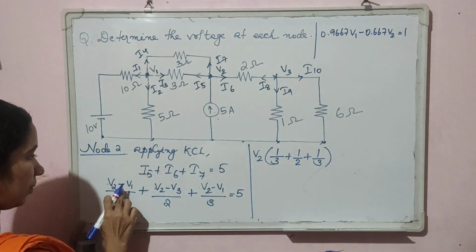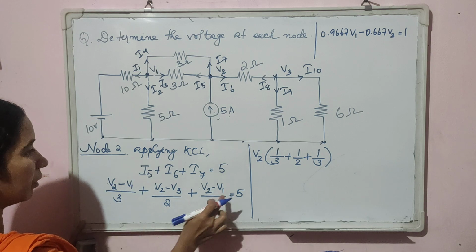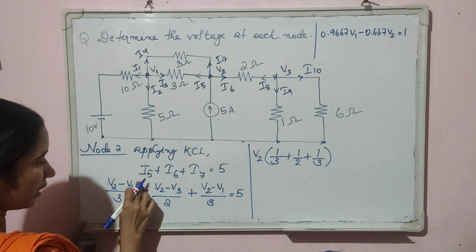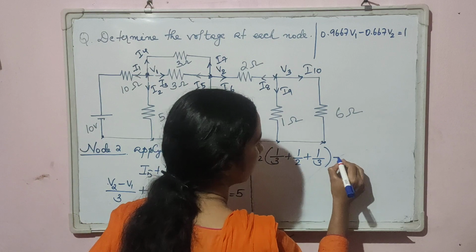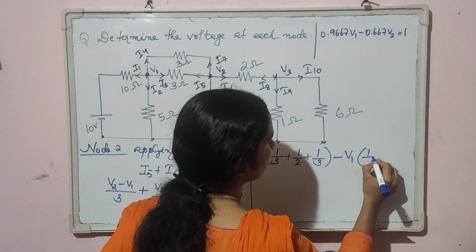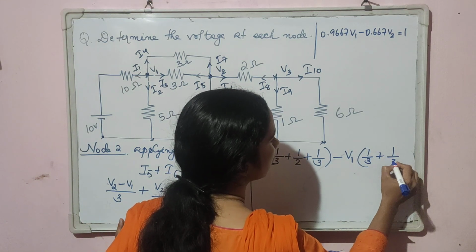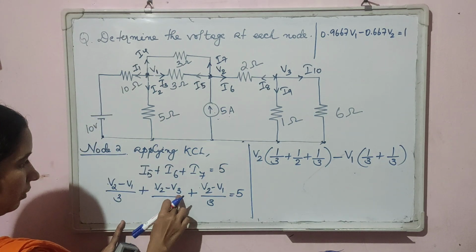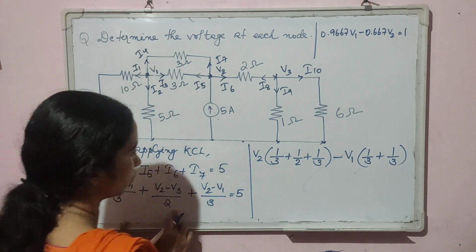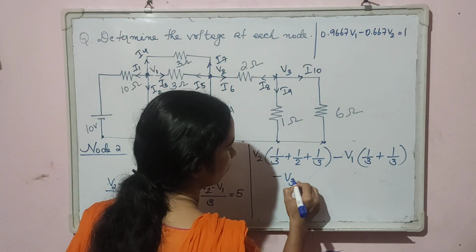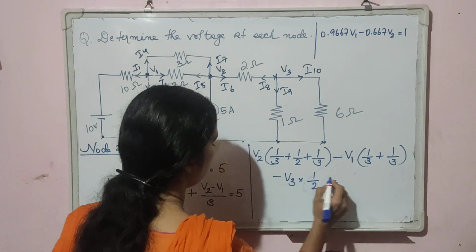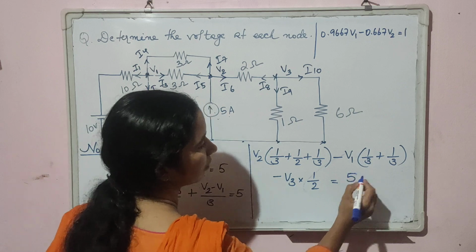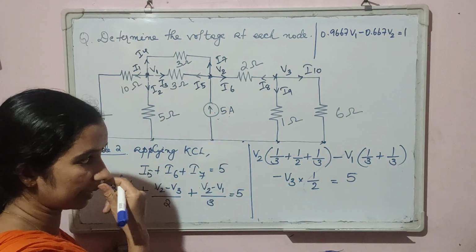Then minus V1 by 3 minus V1 by 3. So minus V1 into 1 by 3 plus 1 by 3. Then V3 minus V3 into 1 by 2 is equal to 5. So this is our second equation.